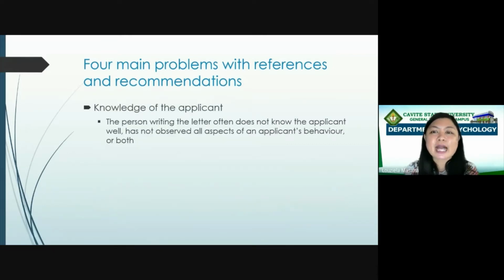Another, knowledge of the applicant. Minsan may mga letter of recommendations and reference na hindi mo naman kilala talaga yung nire-refer mo. Pero dahil hiningan ka ng references or recommendations, kahit wala kang alam dun sa applicant, nire-recommend mo siya sa company. Sa akin nangyayari to, kaya sabi ko dun sa mga estudyante ko, sabihan nyo naman ako kapag nilagay nyo ako sa character references kasi minsan, hindi ko naman kilala.